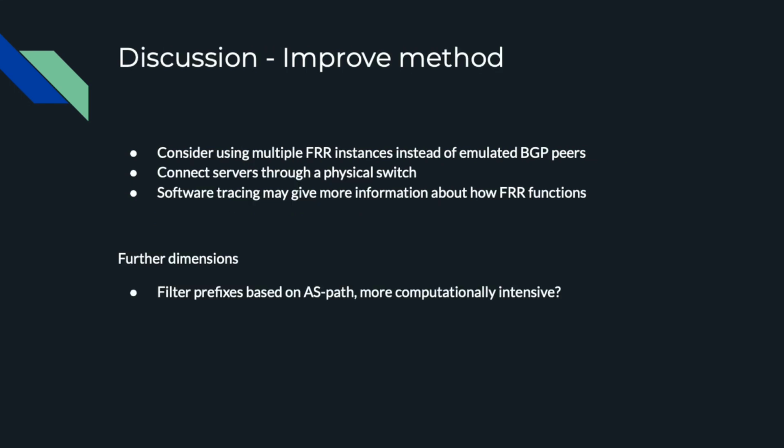How can we improve our method? To begin with, one could consider using multiple FRRouting instances instead of emulated BGP peers. This may result in more prefixes being announced towards the root server, putting more load on FRRouting. It could also be good to connect the servers through a physical switch instead of a virtual switch, which may result in bottlenecks. Something called software tracing may give more information about how FRRouting functions. Further dimensions to research include looking at how path filtering impacts the performance of FRRouting. Is it more computationally heavy?